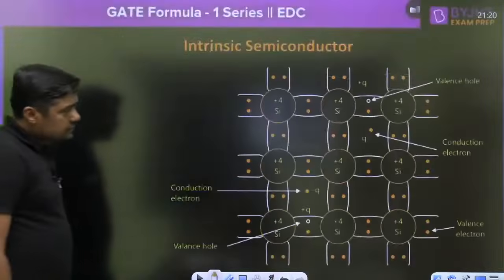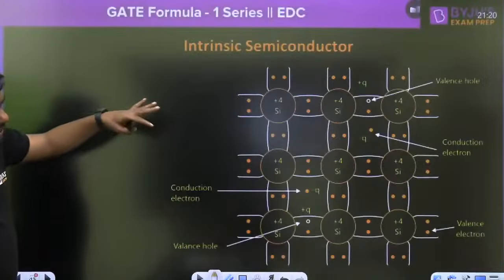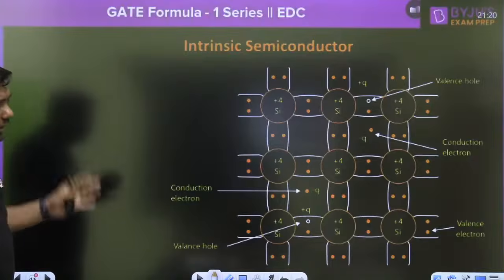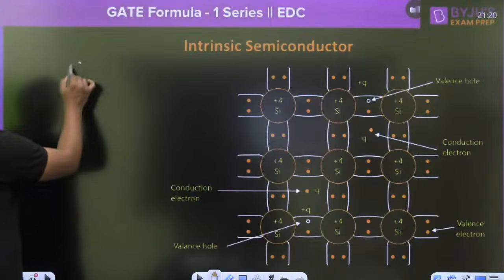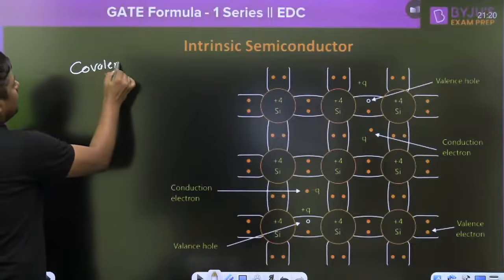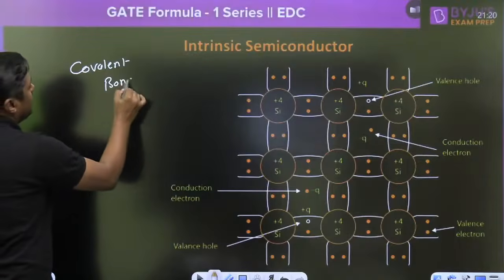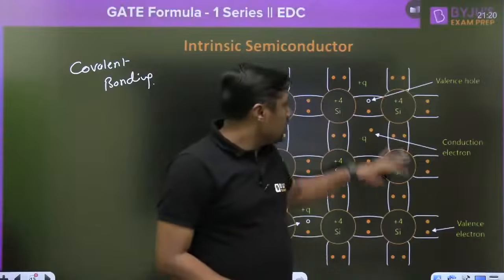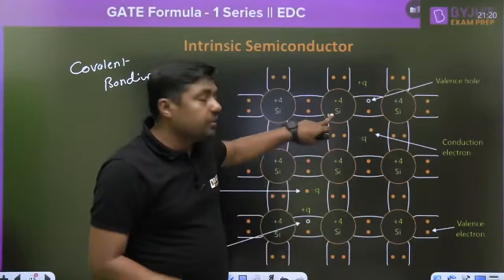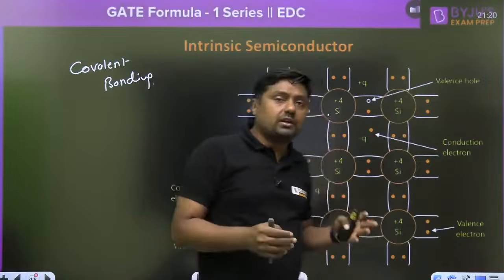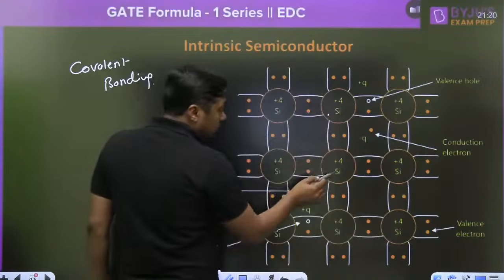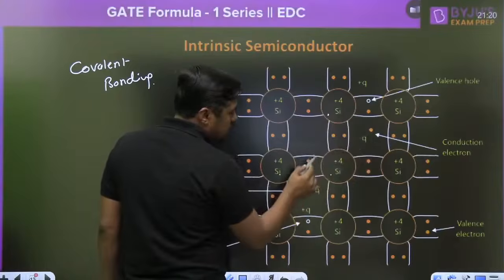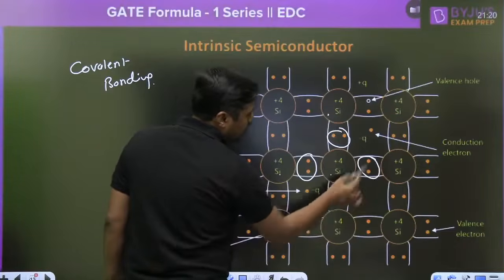Then that is the structure of what? Intrinsic semiconductor. Covalent bonding, sharing of the electrons. Okay guys, remember that here in the outermost orbit there are 4 electrons, that is tetravalent. Now it will share electrons with the neighboring atoms, and this is the bond, covalent bond.